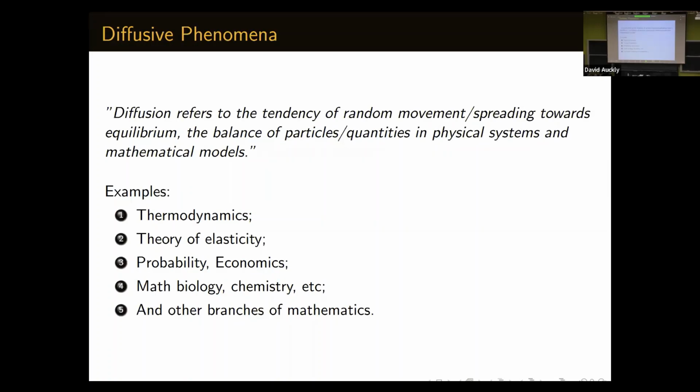Right? So we start with what a diffusion process is, which is a tendency of some physical phenomena and sometimes social phenomena to give a random movement or a spreading movement towards some sort of equilibrium. So my phenomena will tend to pursue an equilibrium position. We can see this in thermodynamics, elasticity, probability, other branches of science and other branches of mathematics like geometry.